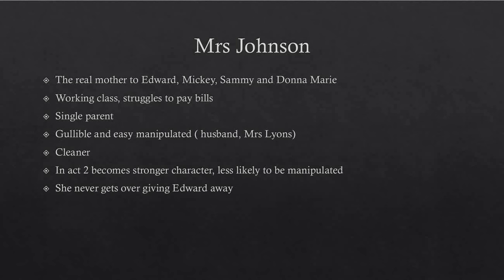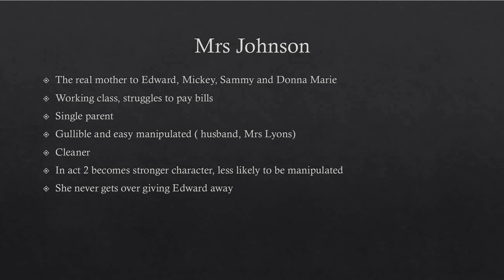Later in the song we find out that she no longer looks like Marilyn Monroe. She's got children and her husband leaves her for somebody else who looks like Marilyn Monroe. The Marilyn Monroe theme will be mentioned in the upload on themes when we start talking about the cultural and the contextual. Mrs. Lyons manipulates Mrs. Johnson. She works as a cleaner for Mrs. Lyons. In Act 2 she becomes a much stronger character.